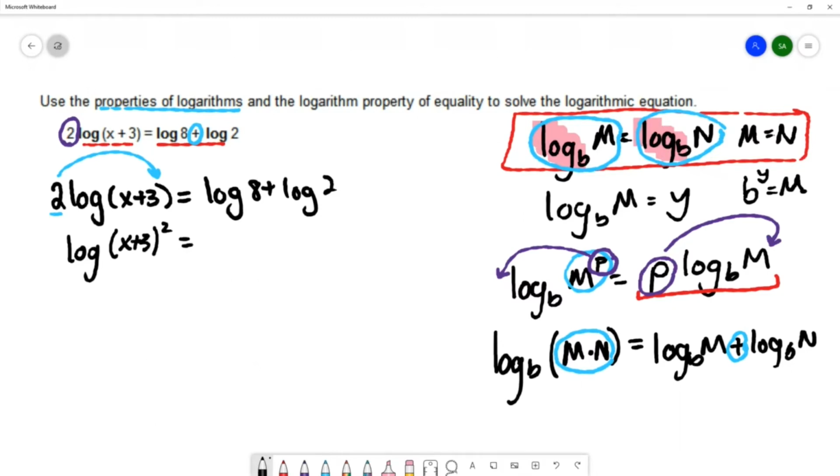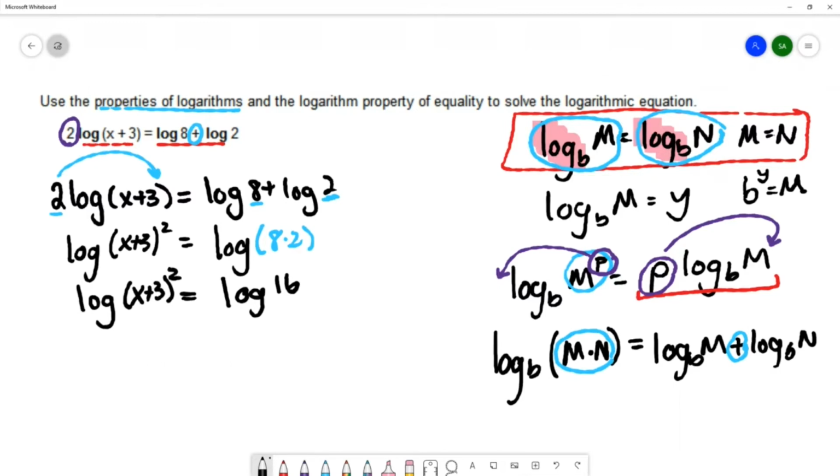On the right-hand side, we're going to use that product rule for logarithms, where we can write it as a single log, and we're going to multiply what we have inside the log, so that's 8 times 2. So on the right-hand side, we have log of 16. And I'll copy down the left-hand side, log of x plus 3 squared.